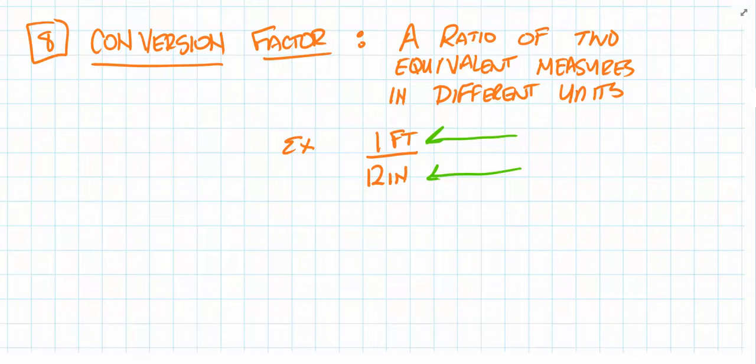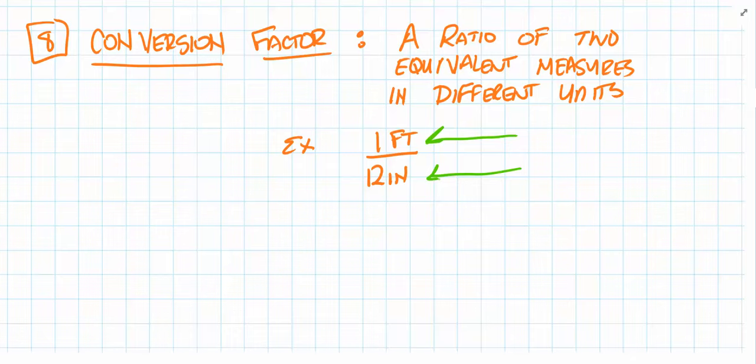Can you guys give me another one that you could think of? Okay, 2 feet for 24 inches. Right? Can you give me another one that doesn't use inches and feet? What do you got? A yard is 3 feet? Yeah, there you go. Okay. Give me something in time. How about time? 60 minutes for an hour, right? So again, ratios, equivalent measures, but different units. That's a conversion factor. We good with that part?